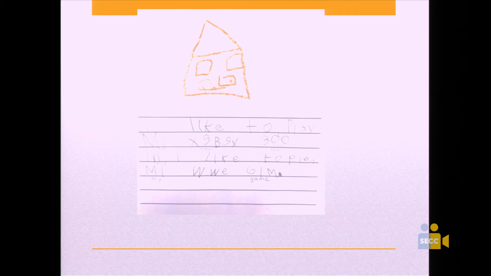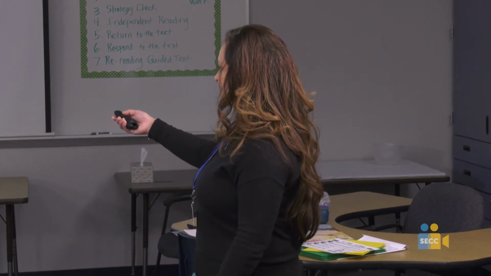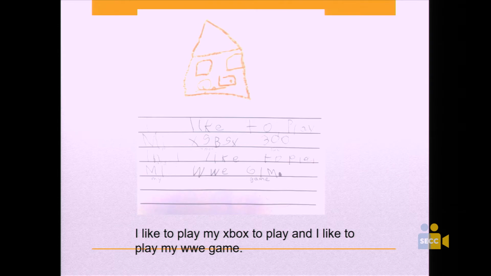Wii game. So here, when I first read this, I wasn't sure if it was Wii or WWE because it's also like a wrestling. I left it as WWE, but then when I was doing this workshop, someone said, hey, I think that might say Wii, like a Wii game. So I think it's actually a Wii game, but yeah, I like to play my Xbox to play, and I like to play my Wii game, okay?